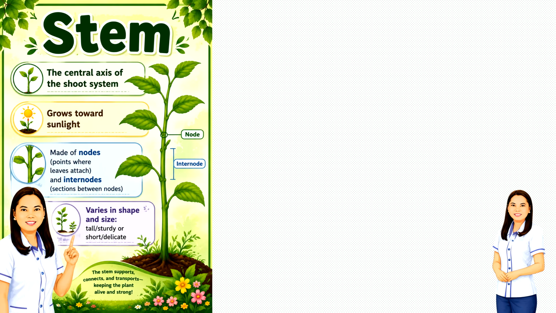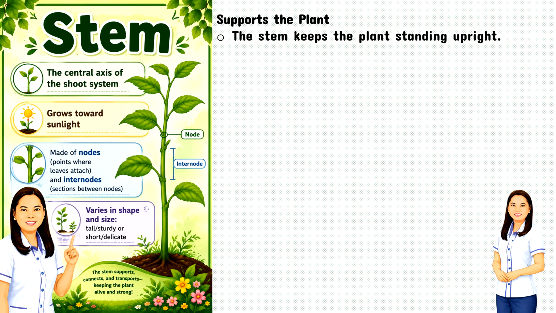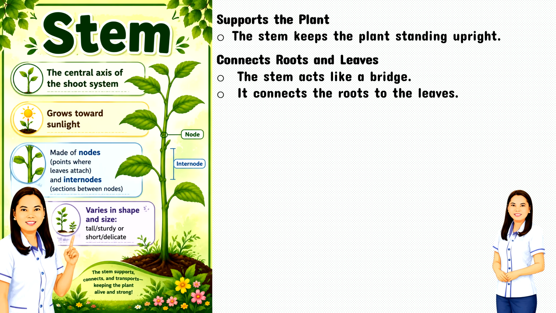Stems come in different shapes and sizes. Some are tall and strong, like coconut trees. Others are short and soft, like herbs. The stem has many important functions. The stem supports the plant. The stem keeps the plant standing upright. It connects roots and leaves. The stem acts like a bridge. It connects the roots to the leaves.